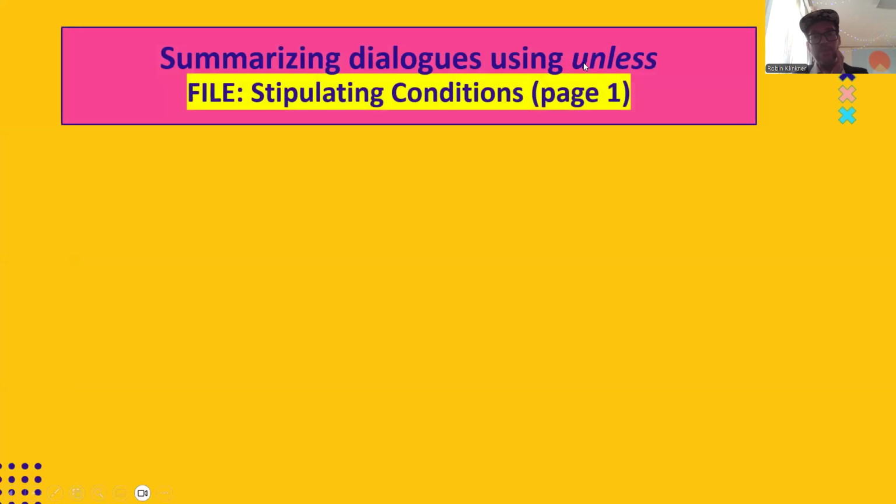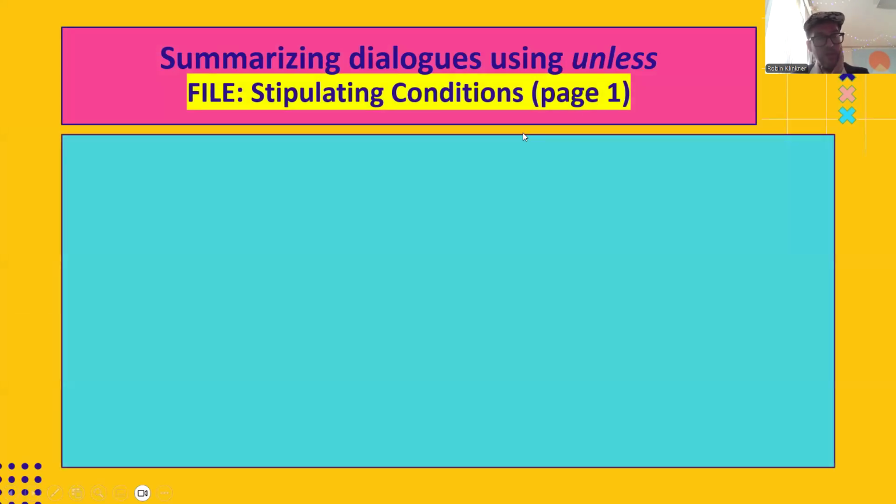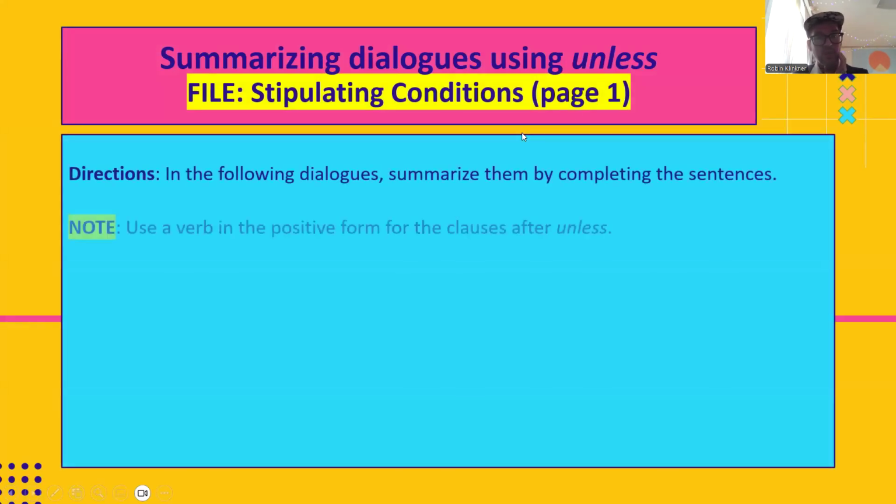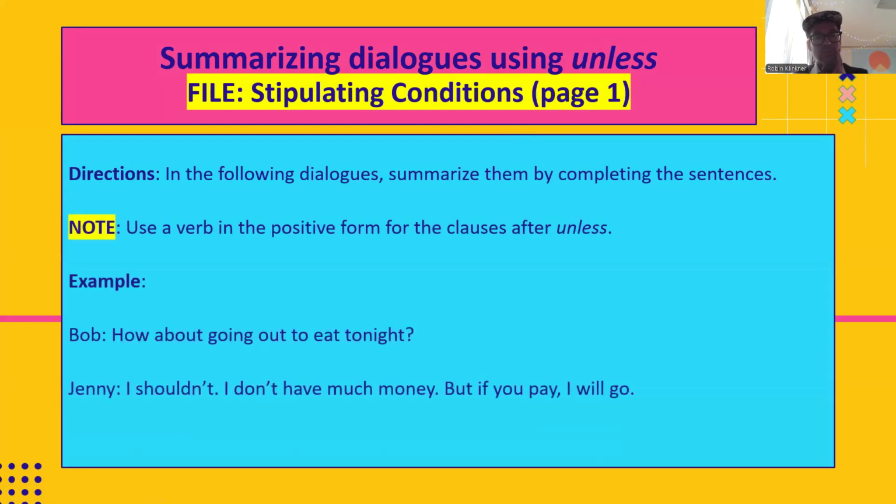Oh, sorry, this should say page 3. On page 3, there are 3 dialogues, and what you want to do is summarize them by completing the sentences. So basically, use a verb in the positive form for the clauses after unless.